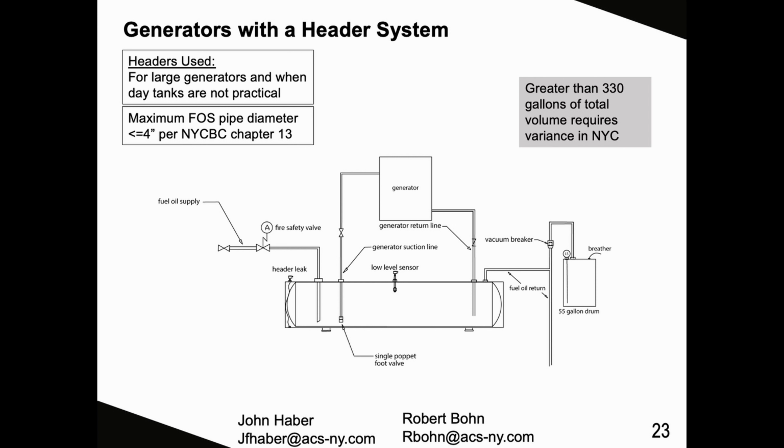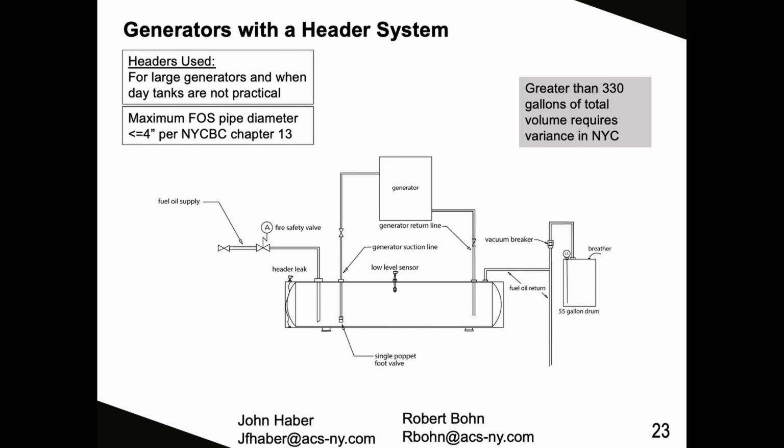You will include leak detection, a foot valve for generator suction, and recommend a low-level sensor as a backup. As you can see, there is a vacuum breaker in the return line piped to a drum. This drum will include a breather and a leak sensor. We recommend the inlet supply pipe and the return pipe be at opposite ends of the header so you can get full flow through the header.